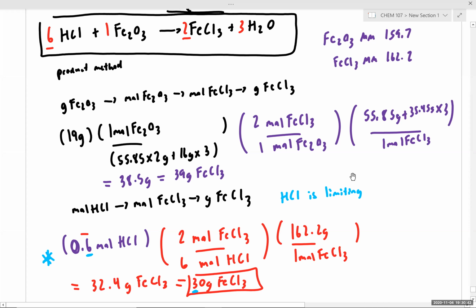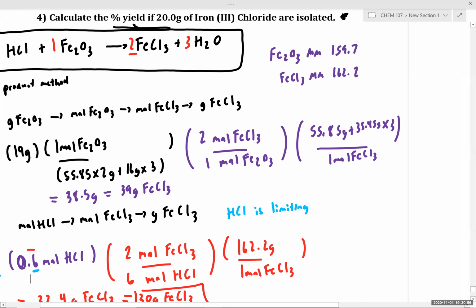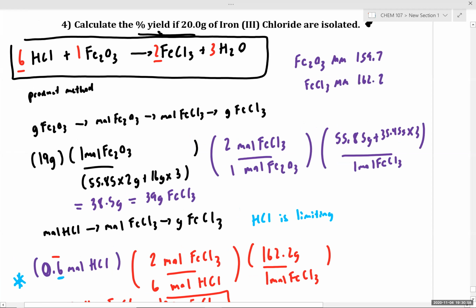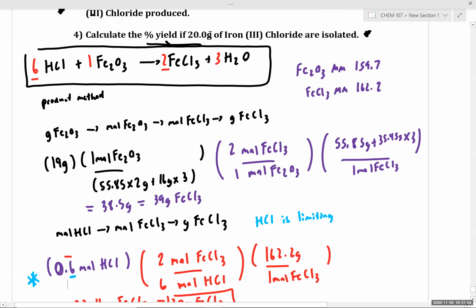We note a bar to signify with this bar that only the first digit is significant. Okay. So what we're going to do now is take a look at our isolated yield. So we isolated in this problem... Sorry about that. Sometimes there's a small delay when I resize the screen over the Zoom call. So there we go. So we see that we isolated 20 grams of iron.